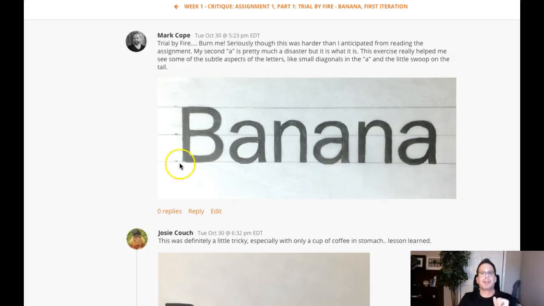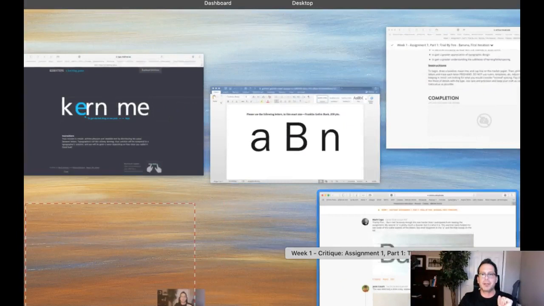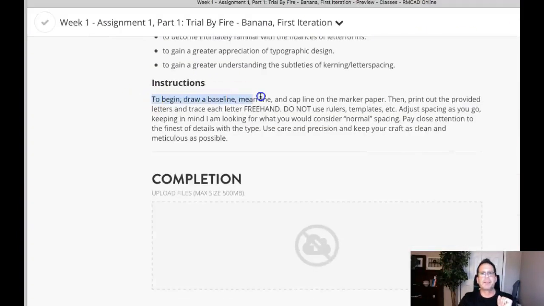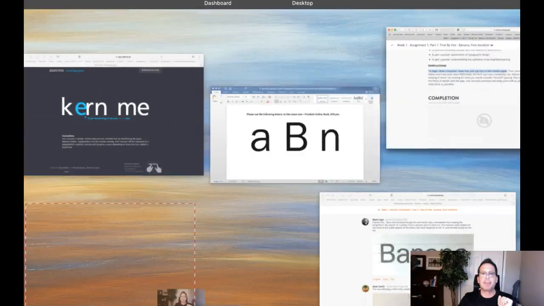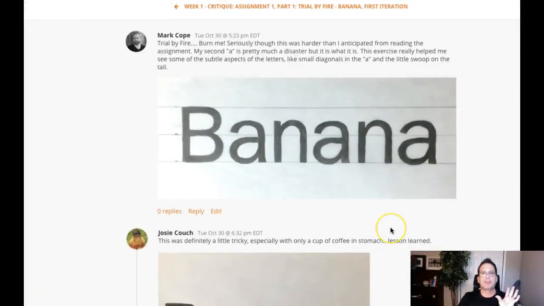Okay, so moving forward, definitely get that baseline perfectly level, okay? And when I say level, I mean a perfect parallel with the cap line. The next thing you want to do is when you're tracing these out, I know the instructions say to begin by drawing the baseline, the mean line, and the cap line, but right now you should be saying to yourself, well, wait a second, how can I draw the mean line first? Because the mean line is defined by the typeface itself. So you can't just draw it, a mean line is not universal.